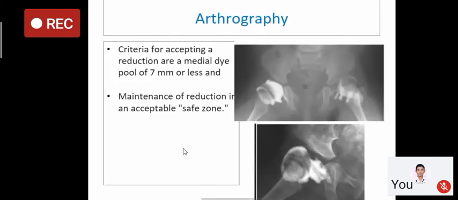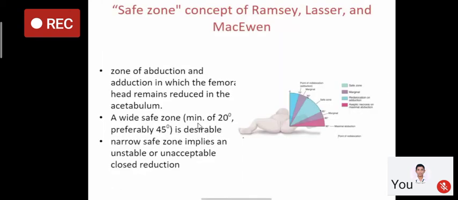And again, arthrography for evaluation of reduction, maintenance of reduction in an acceptable safe zone is most important. Otherwise, you can have other complications. A wide safe zone with a minimum of 20 degrees is desirable. A narrow safe zone implies unstable reduction.